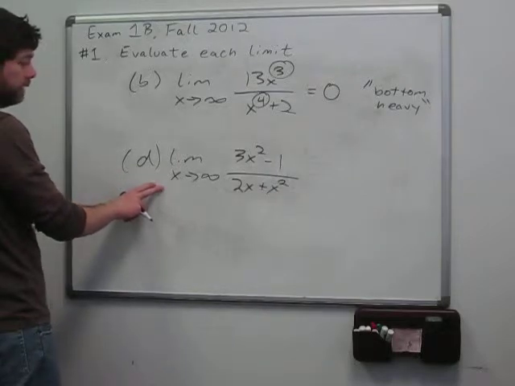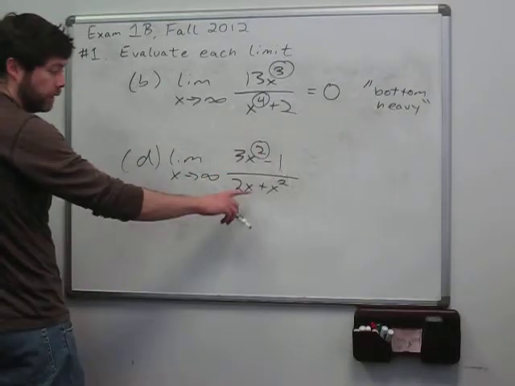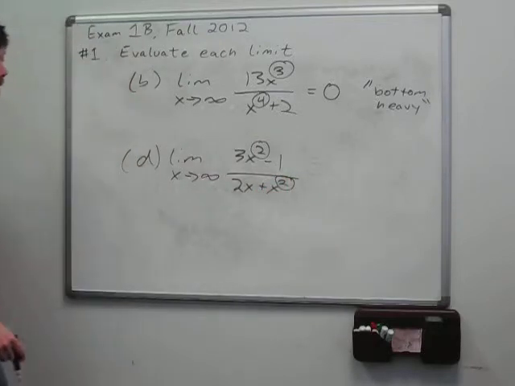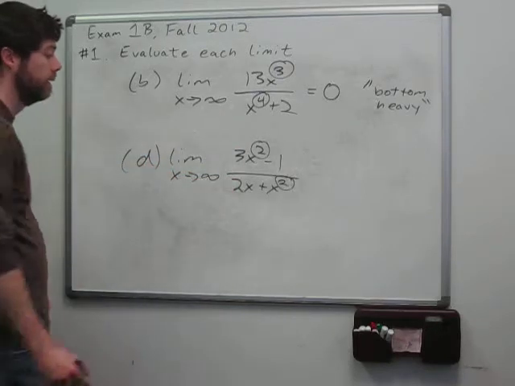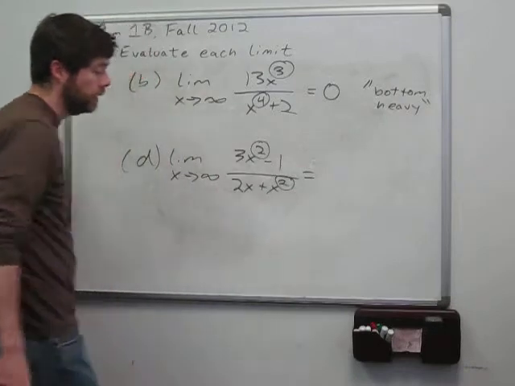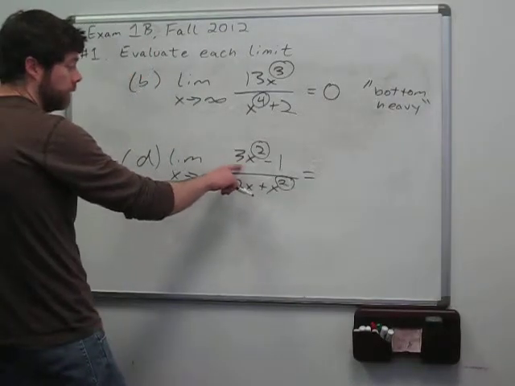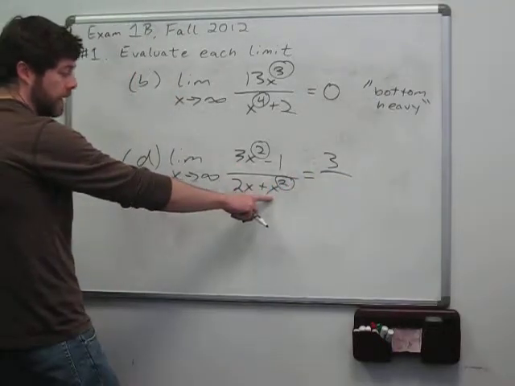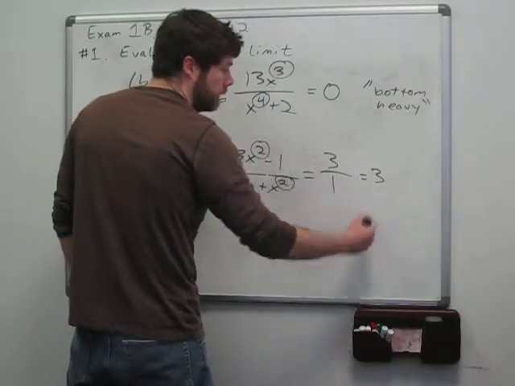In part D, the degree of the numerator is 2, and the largest exponent in the denominator is also 2. Right? So here we have a situation where the numerator and the denominator have equal weight. So the limit is just going to be the ratio of the leading coefficients. The leading coefficient here is 3. The leading coefficient of the denominator is 1. So this limit is equal to 3.